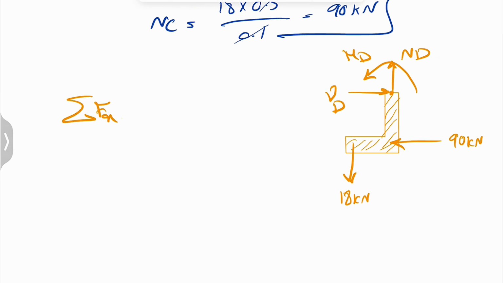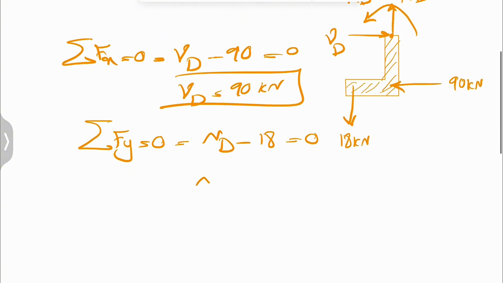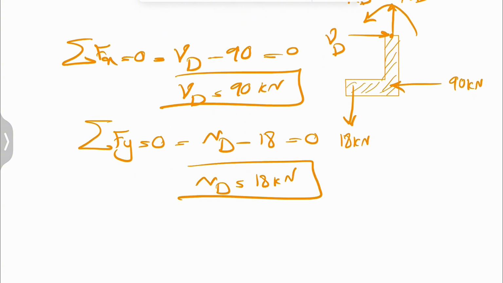Again, now we have the free body diagram of this, and we're going to apply our equilibrium equations to find the unknowns. So let's start with x. Sum of all forces in x equals 0. We have VD minus 90 equals 0, so VD is 90. So that's our shear force. We can do sum of all forces in y equals 0 to find the normal force. So ND minus 18 equals 0. So ND is 18 kilonewtons.